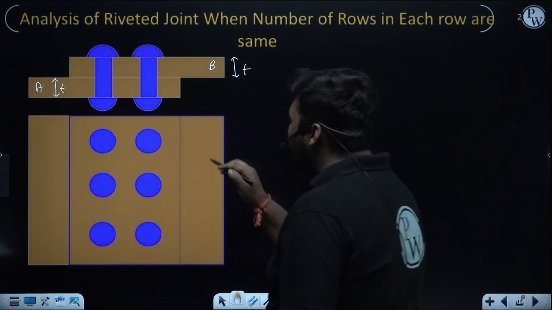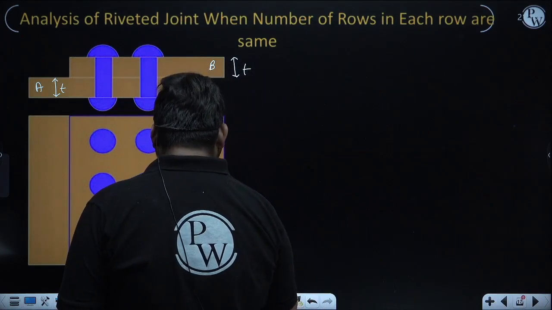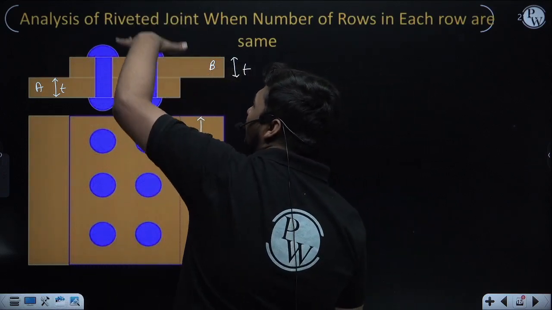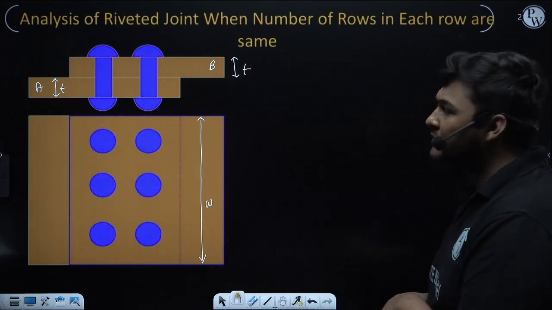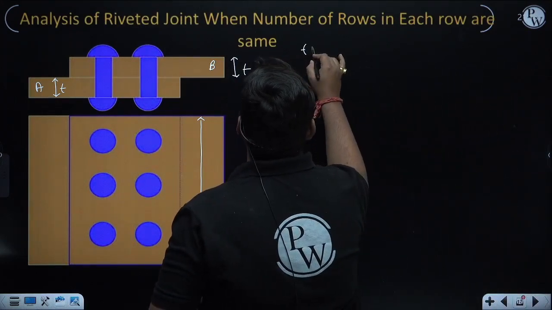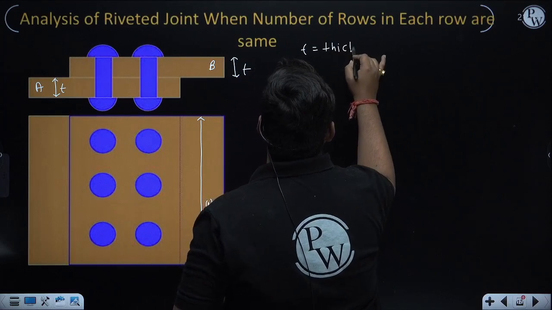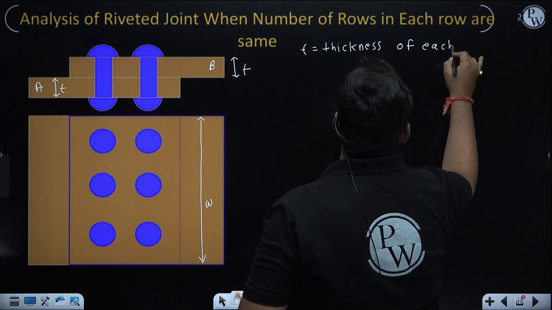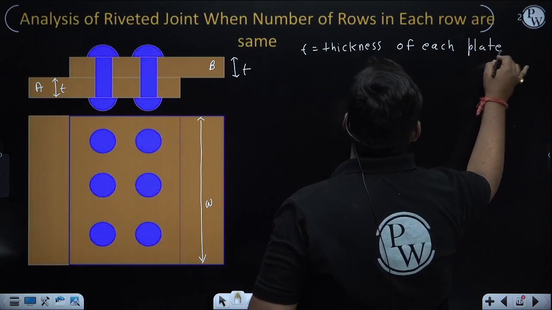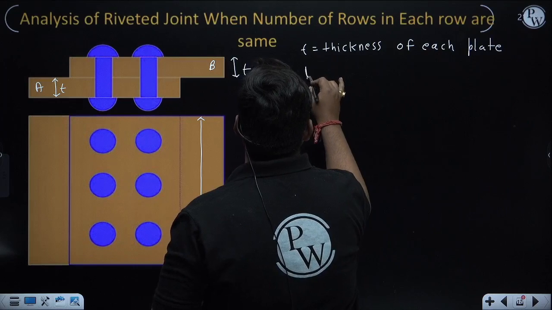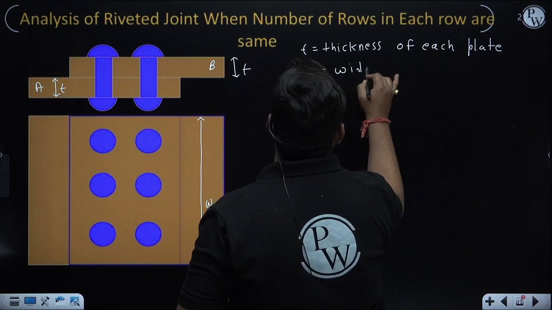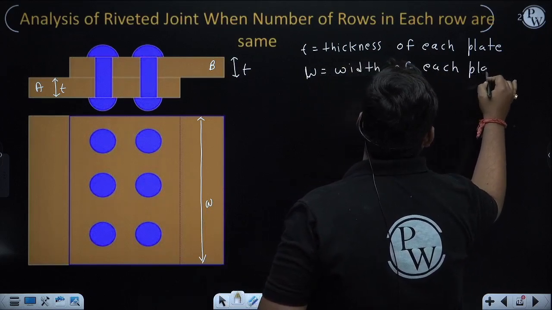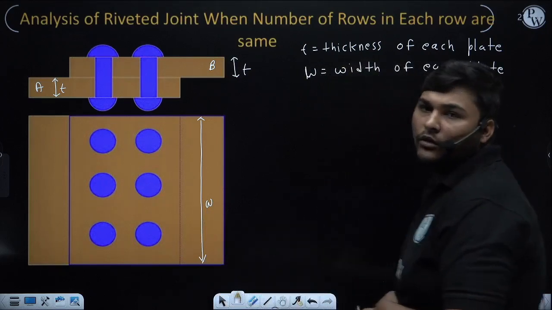Similarly, suppose width of each plate is W. To visualize the width of the plate, we need to see the top view of this diagram. So what is T here? T is thickness of each plate. Now what is small w? Small w is width of each plate.